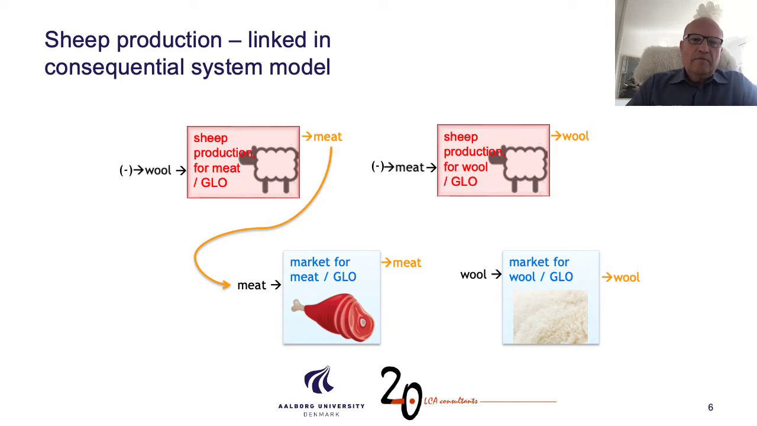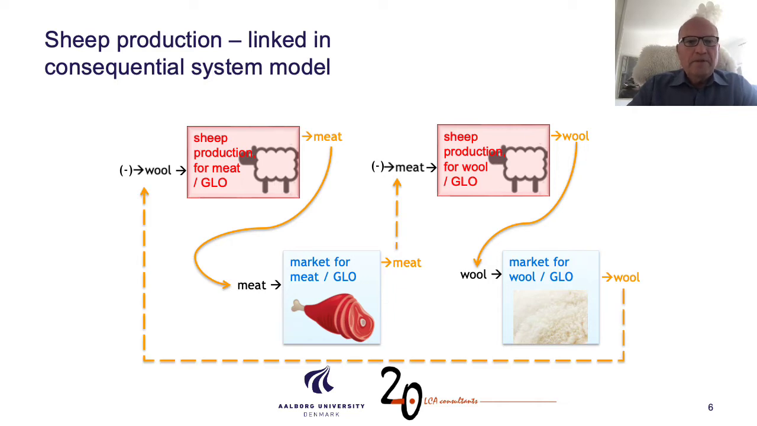Then we link the output of meat to the meat market and the output of the wool to the wool market. This is straightforward. Then the negative input of meat to the sheep production is also linked as an output to the meat from the meat market, just as if it was a positive flow of input of meat. Essentially what we're saying is that we have a reduction in demand for meat, and that reduction in demand is placed on the market, just like a positive demand would have been placed on the market.